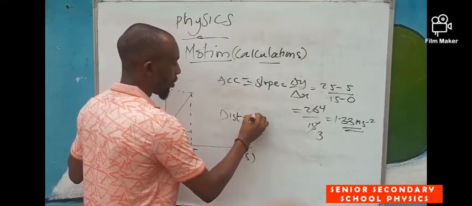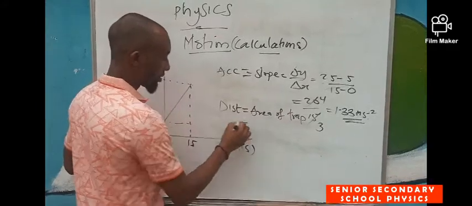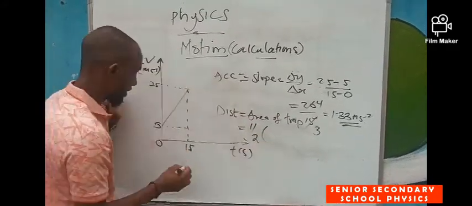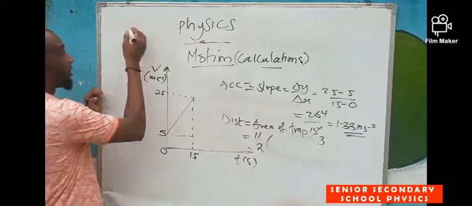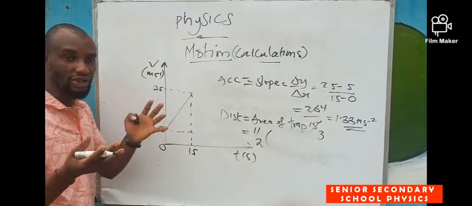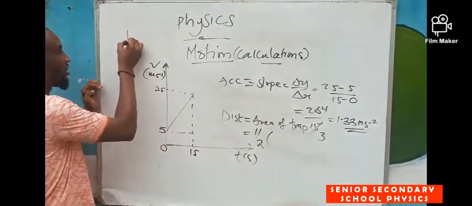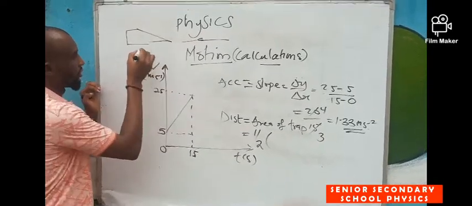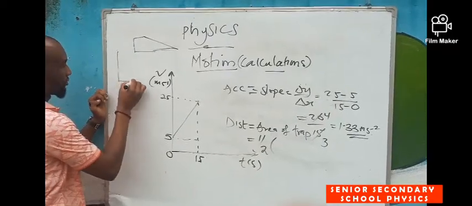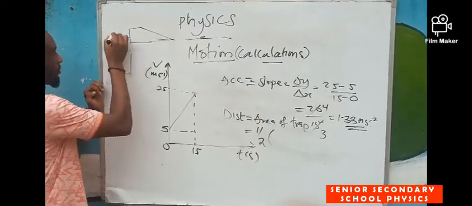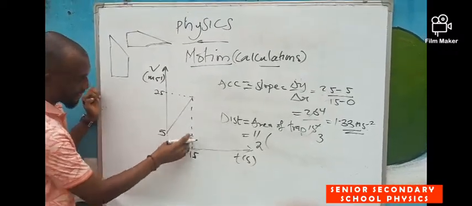Now, the distance will be equivalent to the area of the trapezium, which from the graph is half in brackets. Remember, our trapezium can take different shapes, or rather the same shape but with its position changed. But that doesn't change the fact that it is a trapezium. Trapeziums normally look this way, but that doesn't mean that I cannot draw mine to look this way. They are still the same.